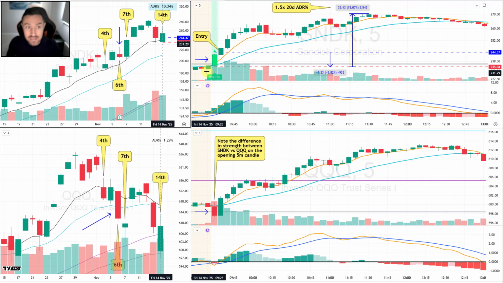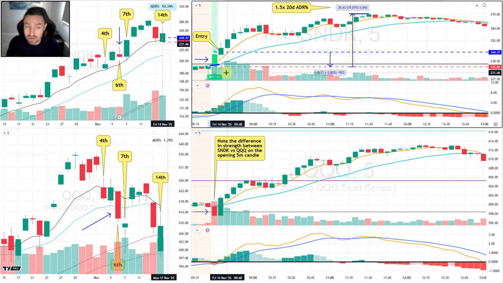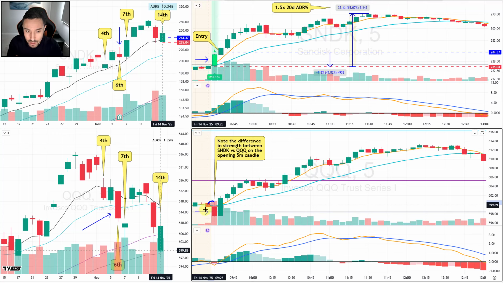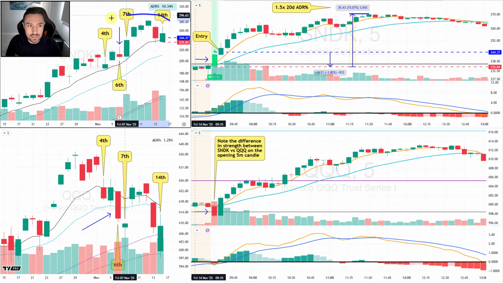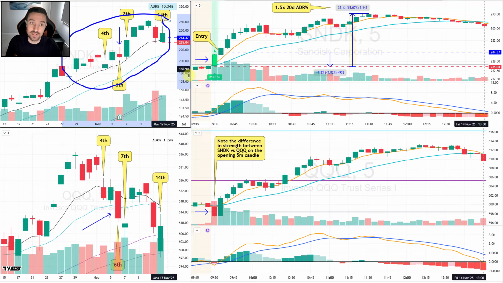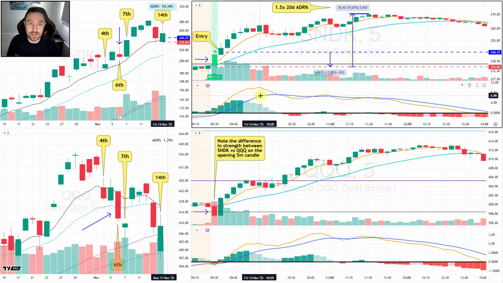So what does SNDK do? Opens essentially on the low of that 5-minute candlestick, closed on the high of that 5-minute candlestick, while the triple Qs is doing that. So now not only are we getting relative strength and a lot of relative strength on the daily chart, we're getting the intraday relative strength. So what you'll tend to see when stocks go on big moves intraday is they will display a lot of intraday relative strength early on in the session.